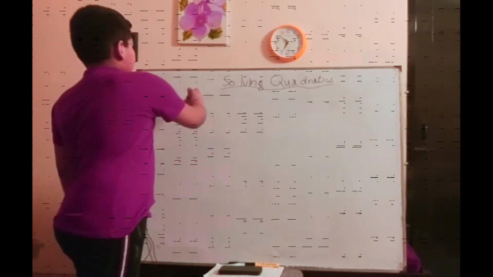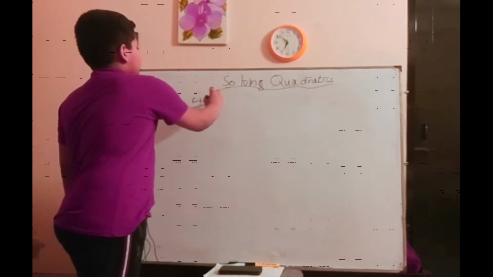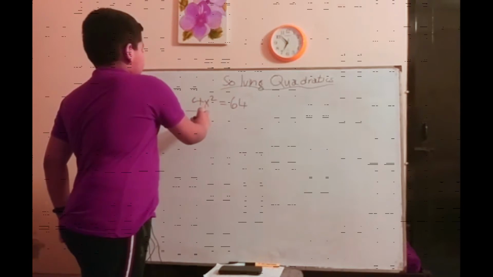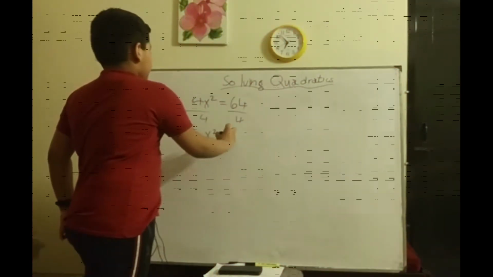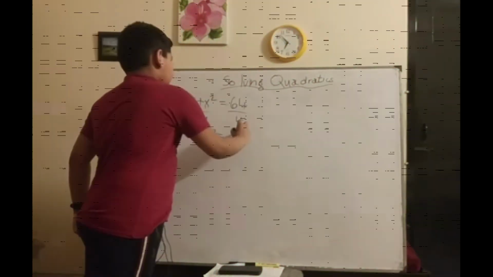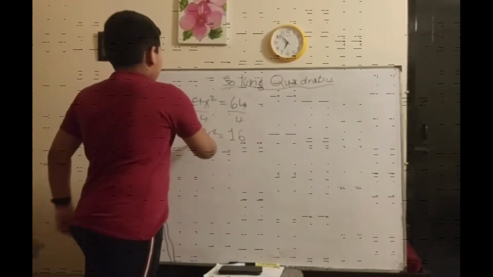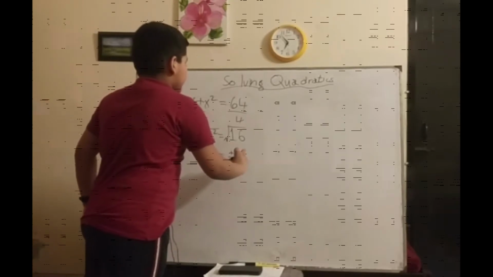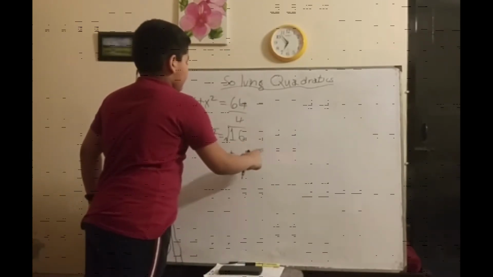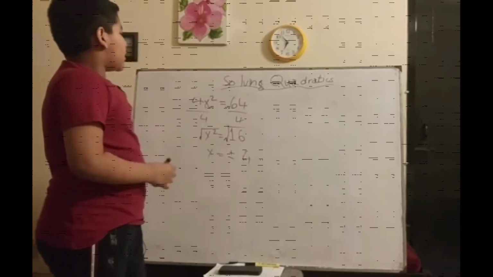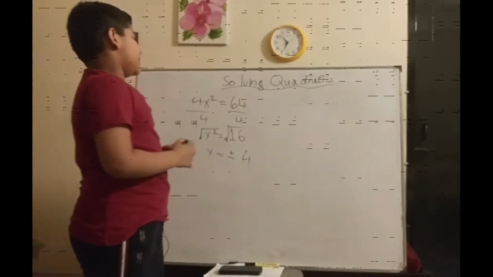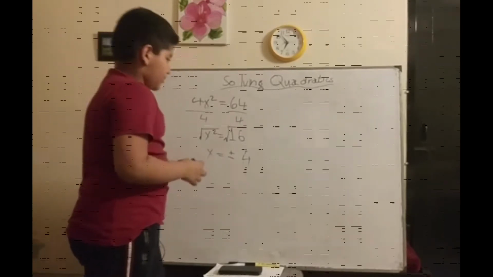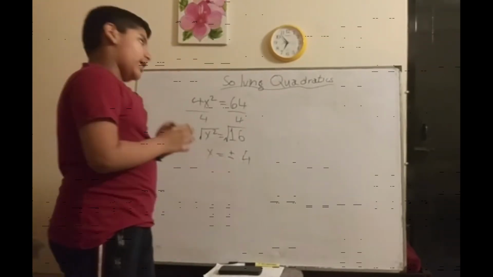Some are easy, like 4x squared equals 64. I have to divide everything by 4, so that I have x squared equals 16, then take the square root, and we get x equals plus or minus 4. But some are a lot harder, like 4x squared plus 2x equals 64. Now that would be way harder.